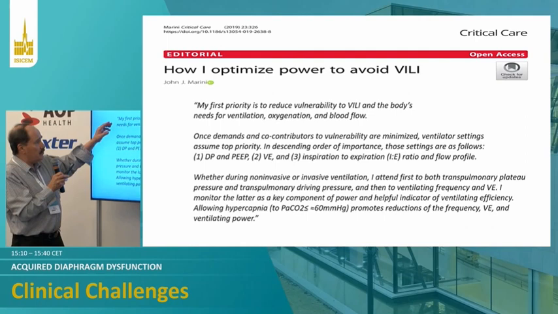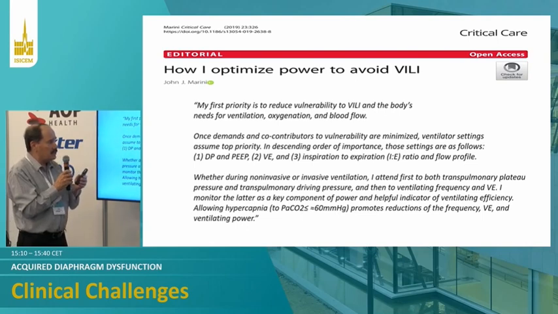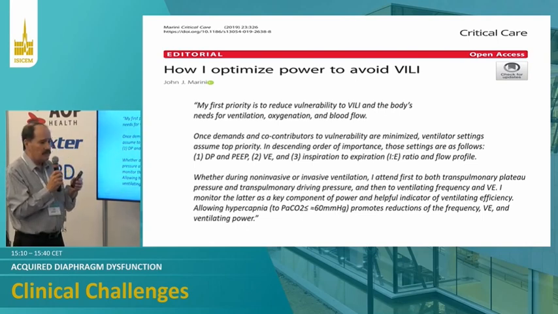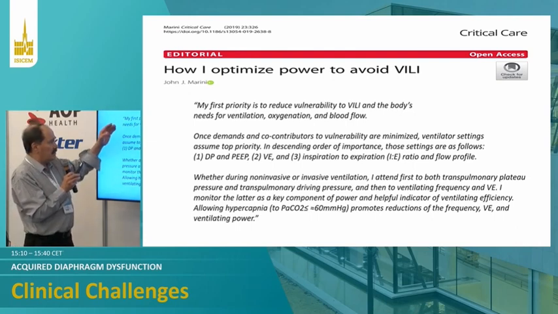How do I optimize power to avoid VILI? My first priority is to reduce the vulnerability to VILI and the body's needs for ventilation, oxygenation, and blood flow. The demand side. That's the overlooked part of so many of our clinical situations. We need to know what the demand element is and whether we can adjust that.